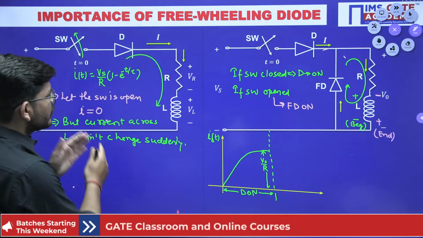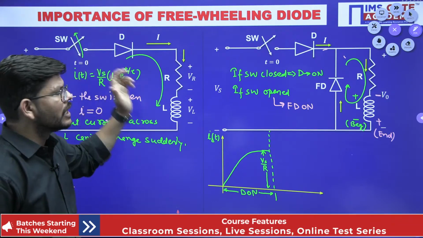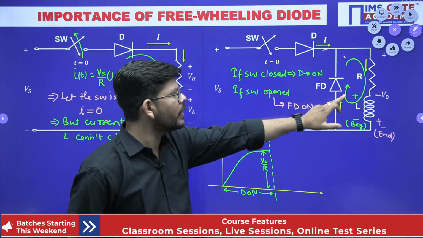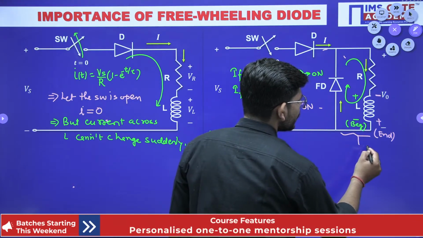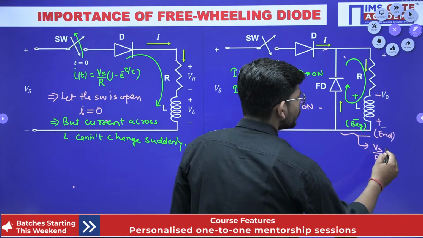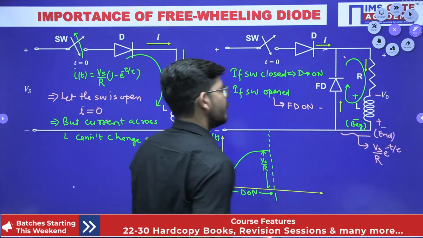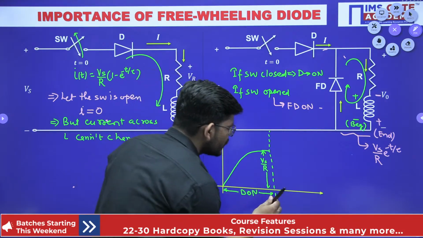Now let us suppose at this moment we have just opened that switch, then this freewheeling diode will come into play. And what is the expression we have obtained for this particular circuit? We have obtained an expression of Vs by R e to the power minus t by tau. So this is going to be the moment where the freewheeling diode will start acting.